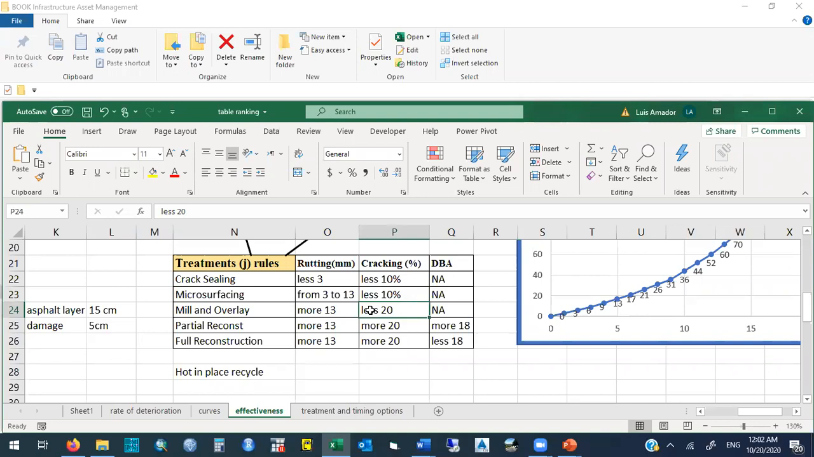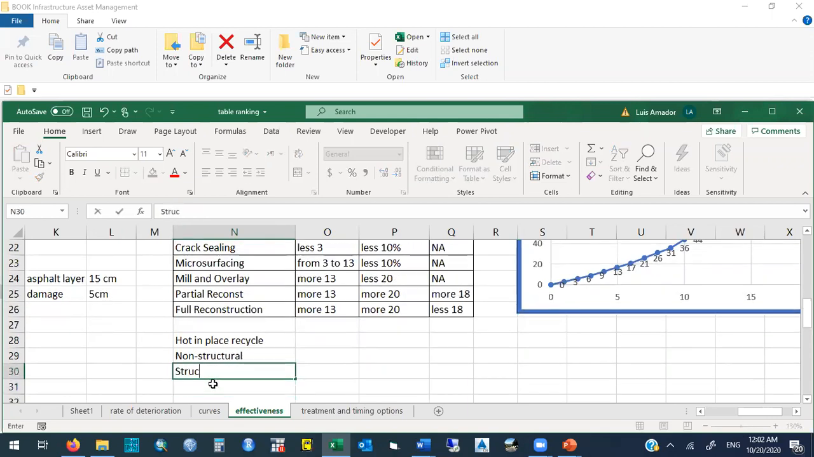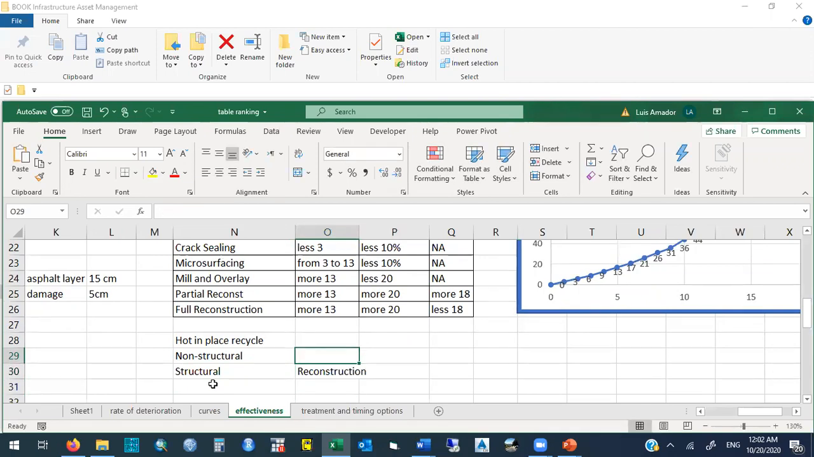Ali? Excuse me, is patching a kind of mill and overlay or not? Patching is of two types. You have non-structural patching and you have structural. The structural patching is similar to a reconstruction. The non-structural patching is similar to a mill and overlay somehow. It's not beyond the asphalt. It could arrive to be the partial reconstruction.